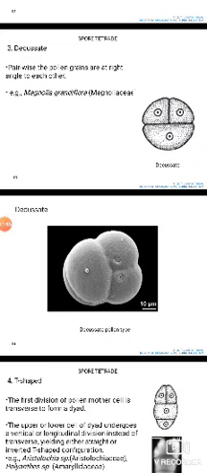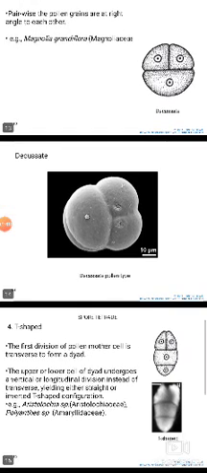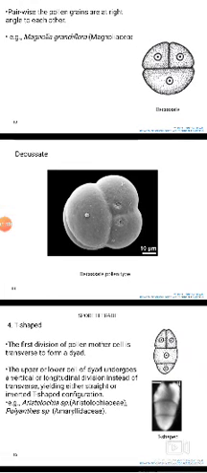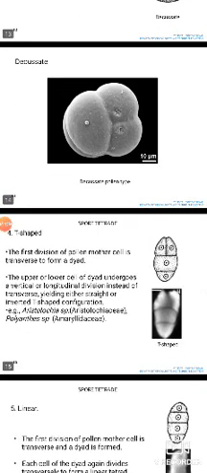T-shaped. The first division of the pollen mother cell is transverse to form a dyad. The upper or lower cell of the dyad undergoes a vertical or longitudinal division instead of a transverse one, yielding either a straight or inverted T-shaped configuration. Examples: Aristolochia species, then Polyanthus species.